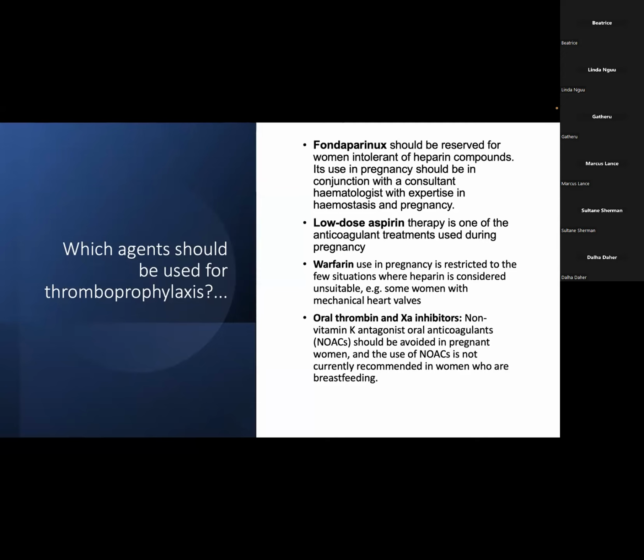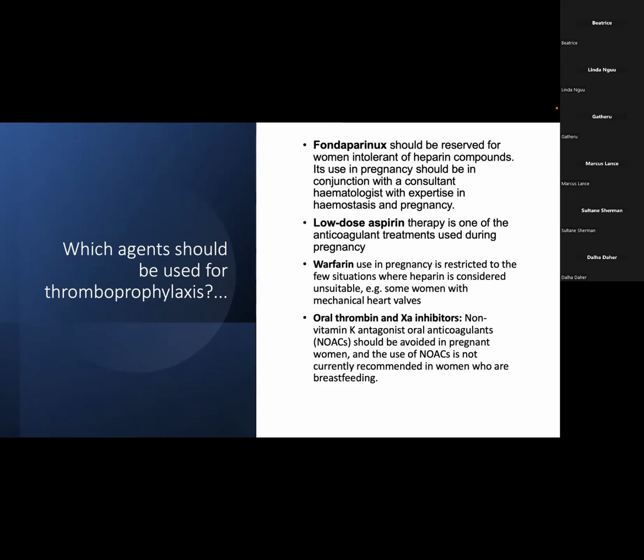Warfarin use in pregnancy is restricted to few situations where heparin is considered unsuitable, e.g. some women with mechanical heart valves. But it has got risk of teratogenicity, and it has also got risks of causing excessive bleeding and must be stopped at some point and replaced with low molecular weight heparin if need be. Oral thrombin and activated factor 10 inhibitors, these are the NOACs, should be avoided in pregnant women, and the use of NOACs is not currently recommended in women who are breastfeeding. So we do not use them.